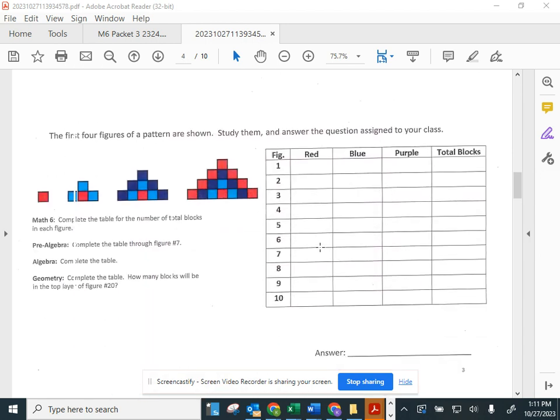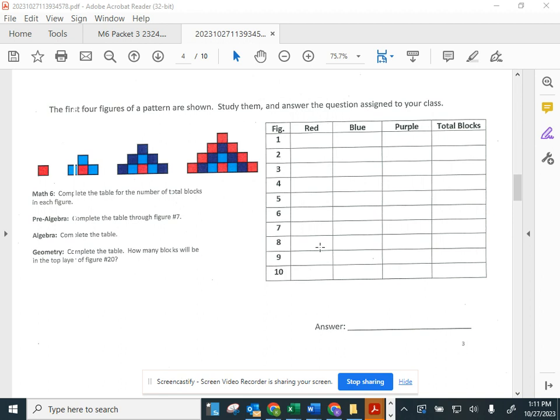Okay, friends, this is a video, so let's stay focused. For our pattern page, Pre Algebra needs to complete the table through figure number 7. So we need to complete that whole top part of our pattern. Let's start filling in our table.